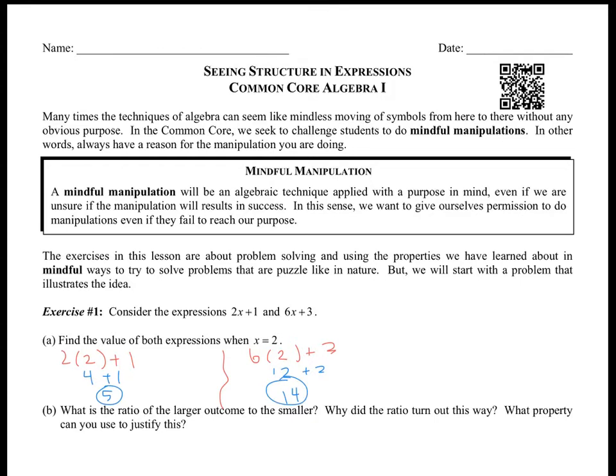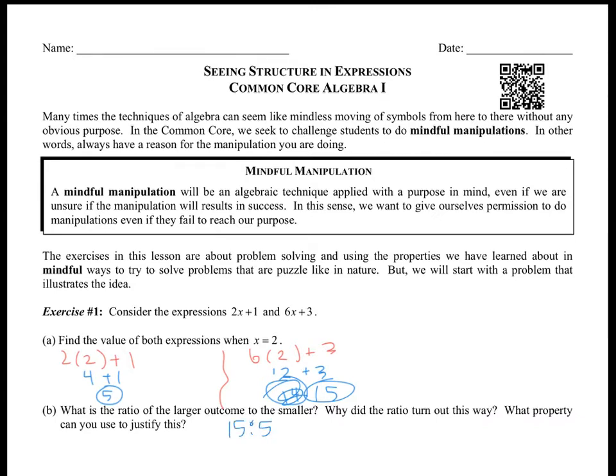So what is the ratio of the larger outcome to the smaller? Why did the ratio turn out this way? What property can you use to justify this? I do have to actually apologize because this was a 3. It was my terrible writing. So it's actually 15. My bad. So the ratio of the larger outcome. The larger outcome is 15 and the smaller outcome is 5.